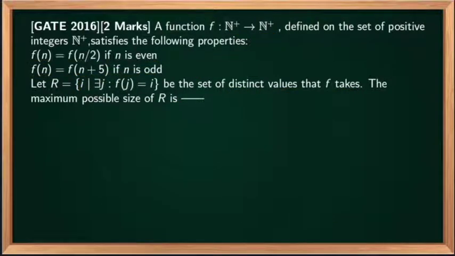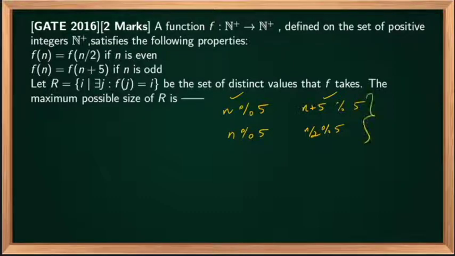One thing we should understand is that if a number n is divisible by 5, then n plus 5 is also divisible by 5, right? Also, if n mod 5 has remainder 0, and let's assume n is an even number, then n by 2 will also be divisible by 5. Okay, so these two properties we know.